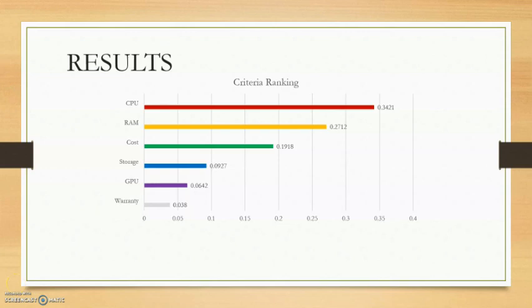Results. After gathering the data, the researchers were able to get the weights for each criterion. The results showed that the CPU is the most prioritized criterion, having a weight of 0.3421. Other criteria with their corresponding weights are also shown in this graph.